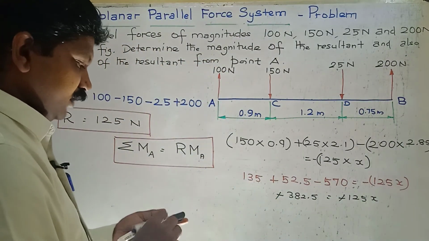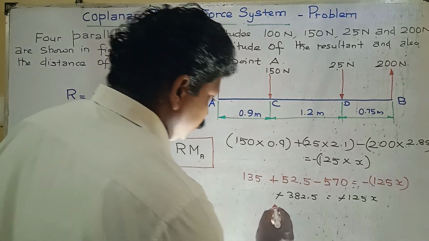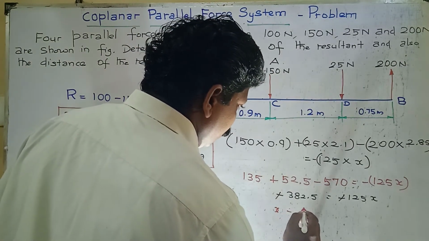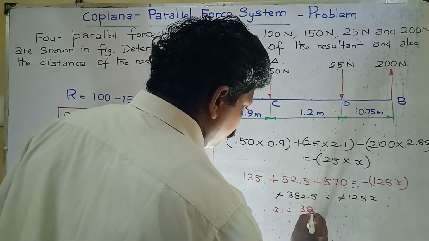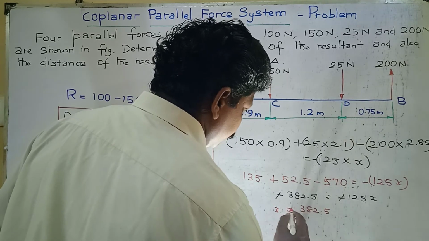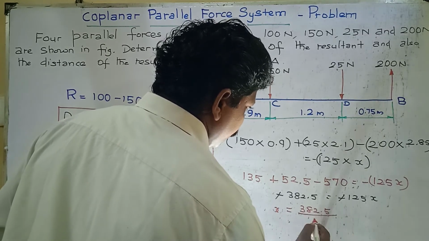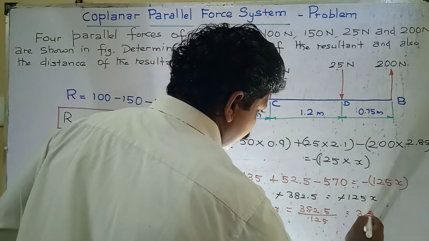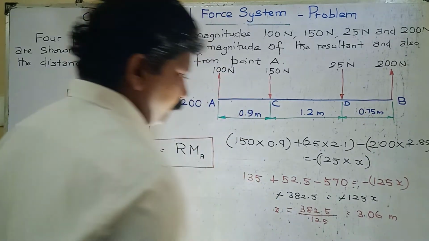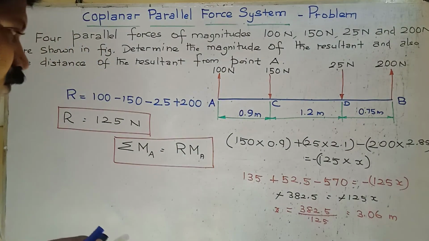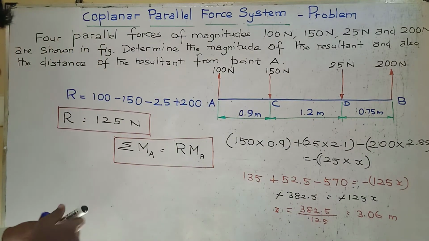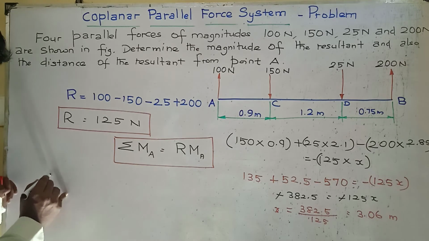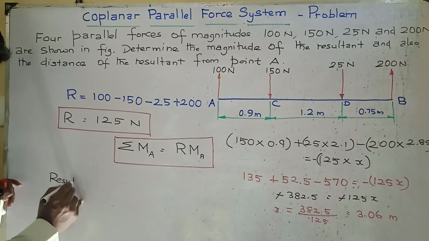So from that, x equals 382.5 divided by 125, which equals 3.06 meter. So how to write the result?